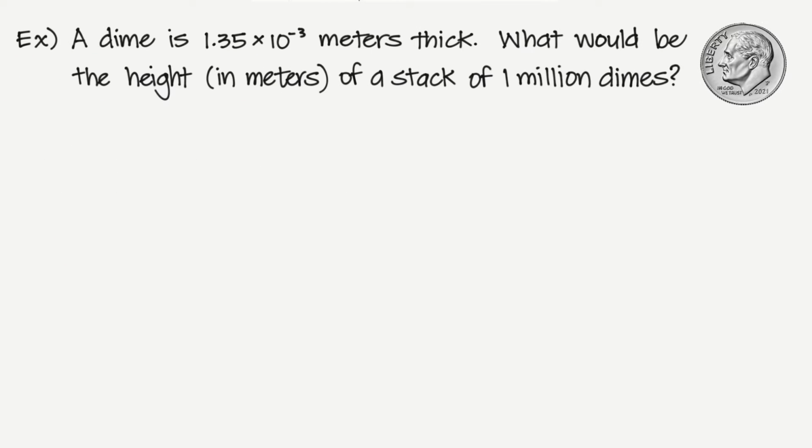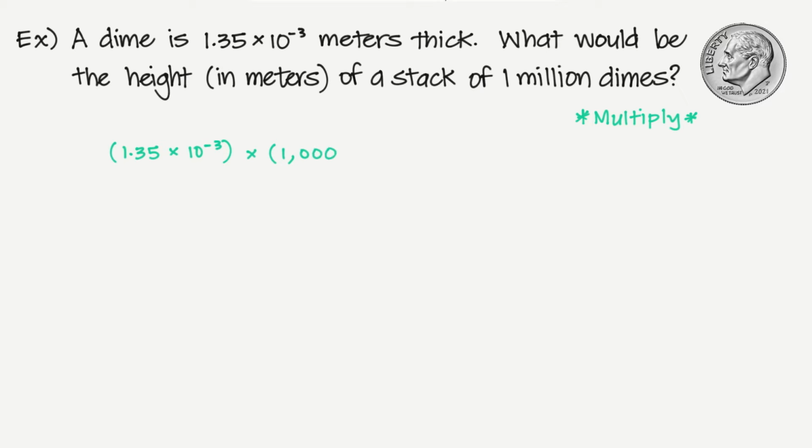Crazy. Our next example says a dime is 1.35 times 10 to the negative 3 meters thick. What would be the height in meters of a stack of 1 million dimes? So again, we are going to use multiplication to figure out this problem. So let's take the thickness of 1 dime and multiply that by 1 million dimes.